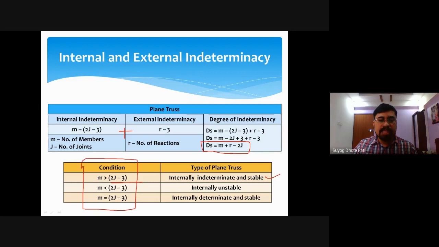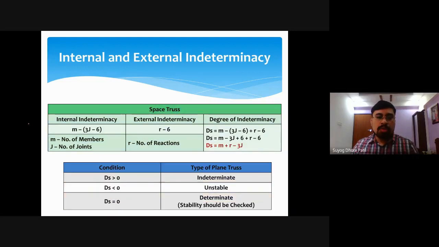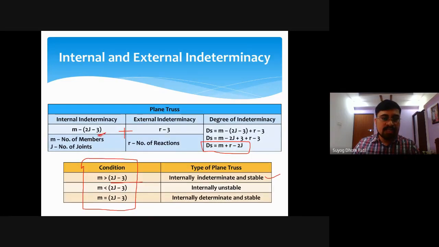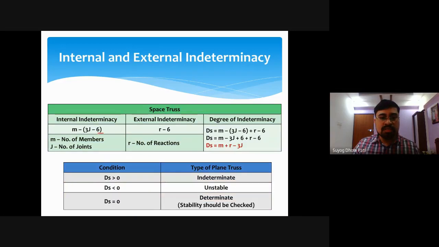In many exam problems, these conditions are asked. These conditions are very much important. Then for the space truss, it is given here. The coefficient 3 is there, and here 6 is there, because the number of unknown reactions is 6.